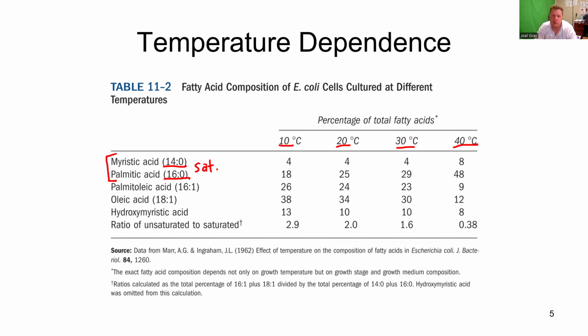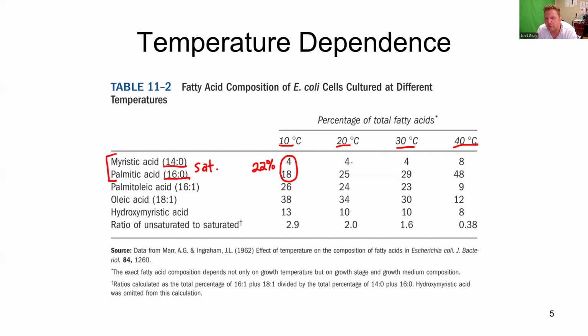Now, with that in mind, when we grow E. coli at 10 degrees Celsius, what we're going to see is approximately, and I'm going to add these two together, 22% of the total fatty acids were saturated fatty acids. Okay, that's good to know. That's just like, let's mark that off. Okay, so 22%.